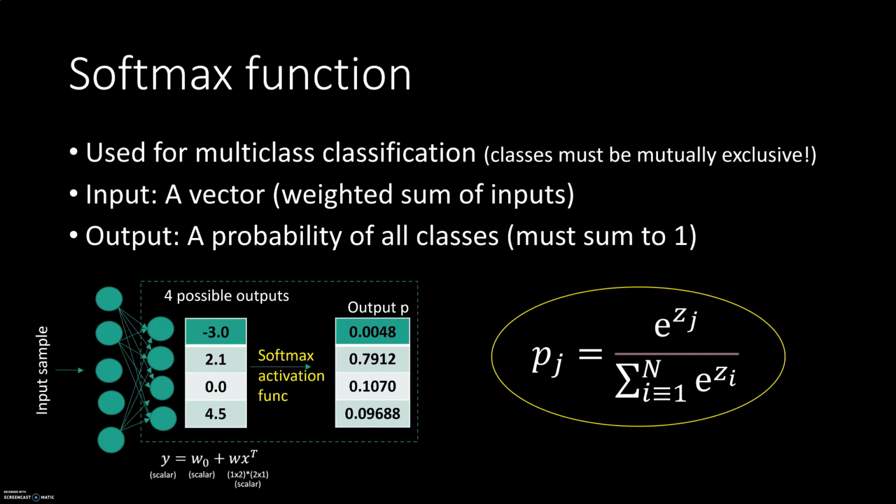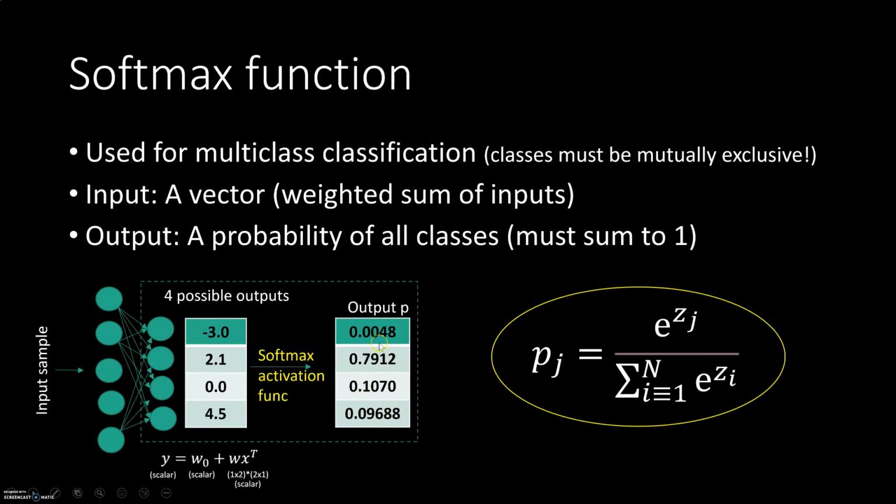So the key difference here is, firstly, the number of neurons in the final layer when we use the softmax function must equal the number of outputs, in this case 4. Then we take that vector and pass it through the softmax activation function, and what we get is a set of probabilities that correspond to each of those outputs. The important thing is that the sum of all of these probabilities must equal 1.